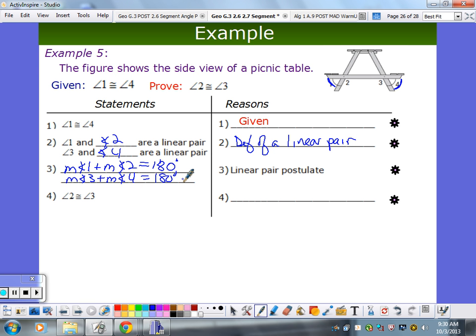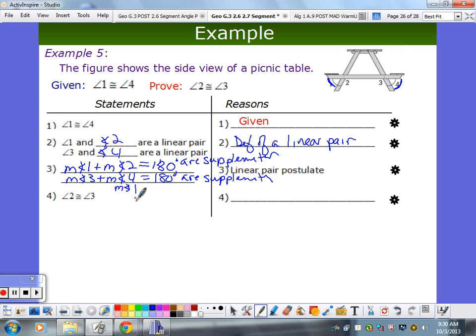Angle 3. How do you think they're so quickly? Well, you can say this, or let's do this. They're supplementary. I think that might actually work out better. We can see it. Because if this is supplementary and that's supplementary, and what else do I know is true? 1 and 4 are the same thing. I'll put a measure of angle 1.